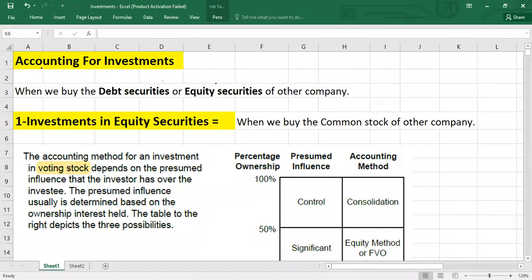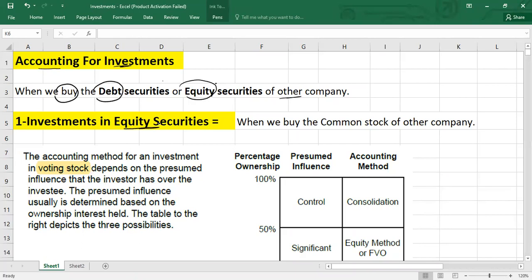Today we are going to talk about accounting for investments. So first we need to know what an investment is. Investment means when we buy the debt securities or equity securities of another company, that is called your investment. So here we are going to talk about accounting for investment in equity securities.